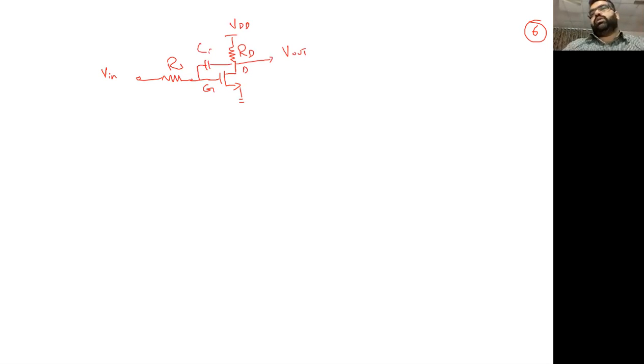If you have such a configuration, this is a VN, this is an RS, and you have again a common source configuration, like a VDD, RD, and there is some capacitance which is connected between the gate and the drain. And this is V out. I'm calling this capacitance CF, the feedback capacitance.